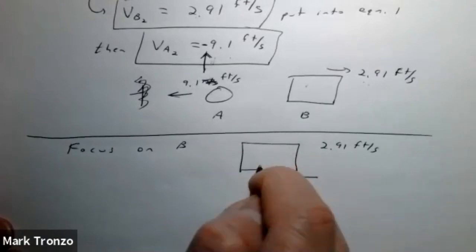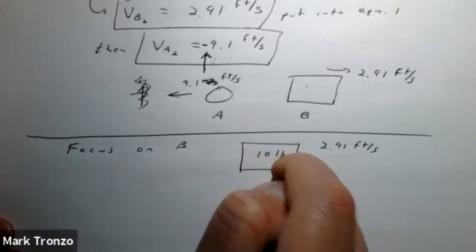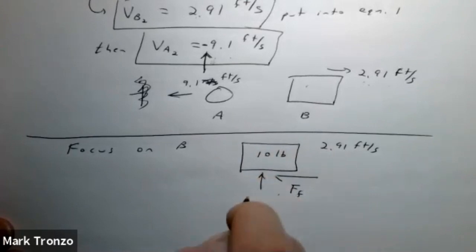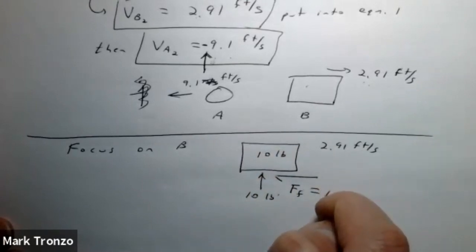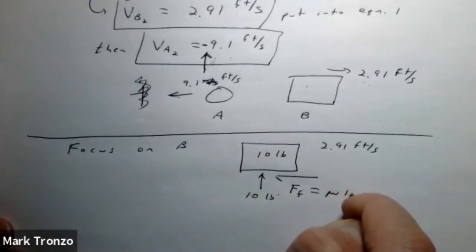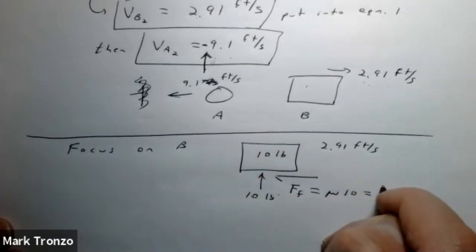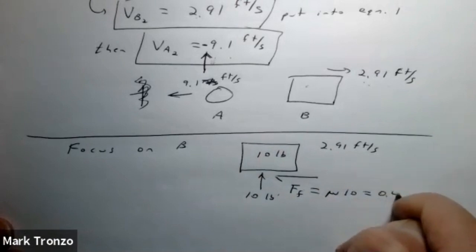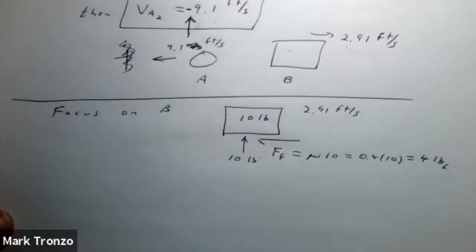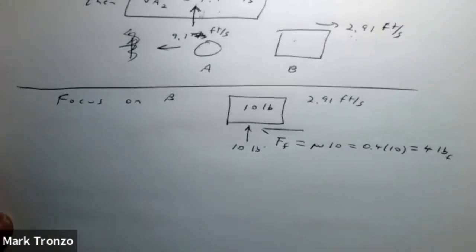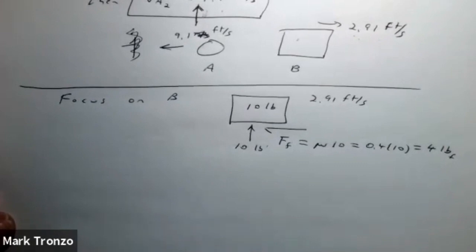So again, think what we have here. So we have 10 pounds. And this is going to be reacting with a 10-pound force here. So our friction force is going to be mu times 10, which mu is given as 0.4, times 10. So our friction force is going to be 4 pounds. And that's really the only force we have on here.